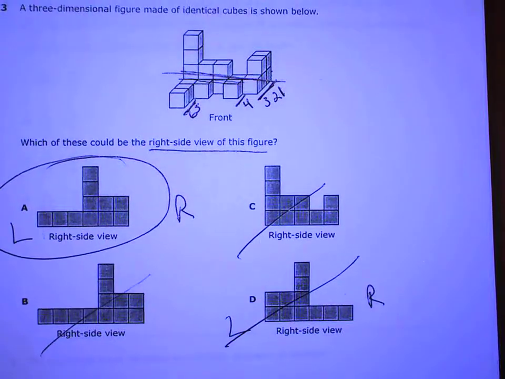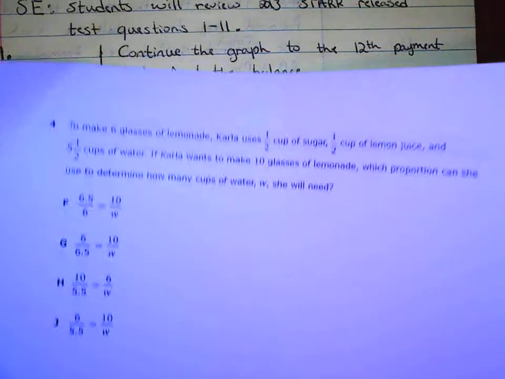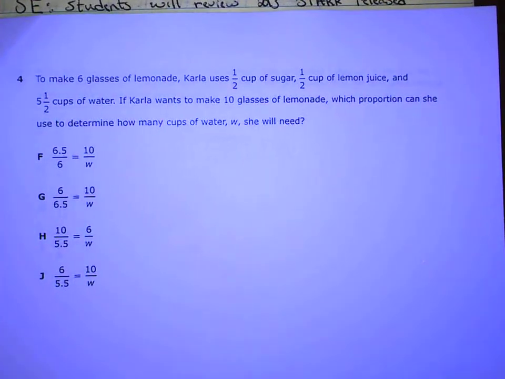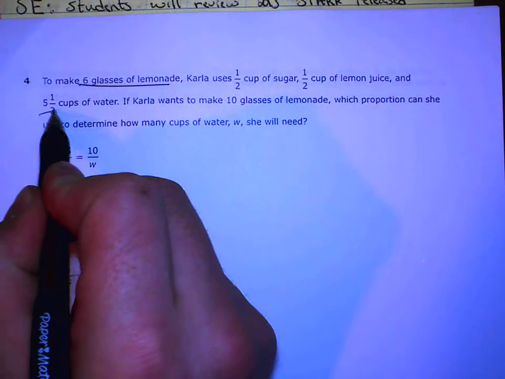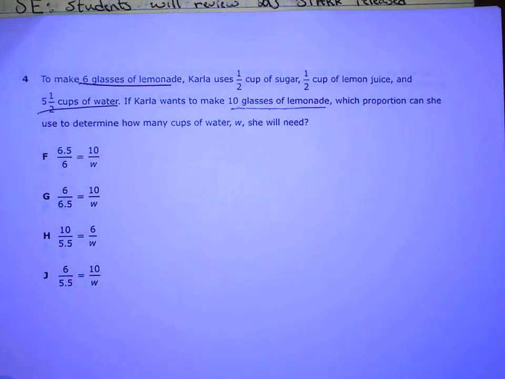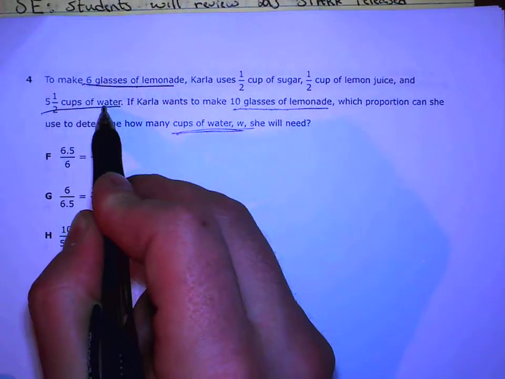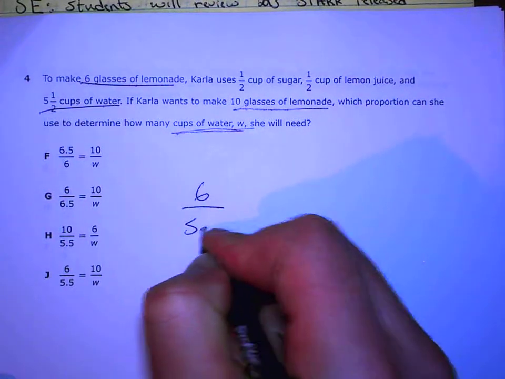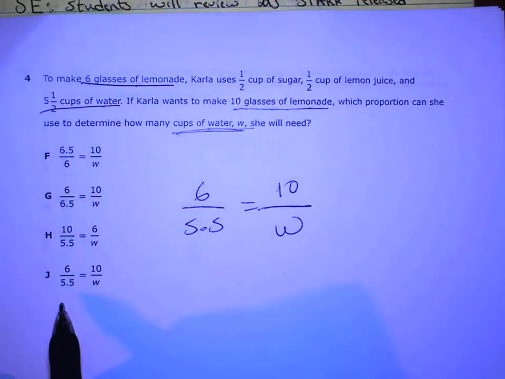Alright? So, look at number 4. Identify the proportional setup as lemonade over water equals lemonade over water. Alright, so let's see what that means. To make 6 glasses of lemonade, Carla uses 5.5 cups of water. If Carla wants to make 10 glasses of lemonade, how much water does she need? Okay, look. Lemonade over water. 6 over 5.5 equals lemonade over water. Which one does that match?